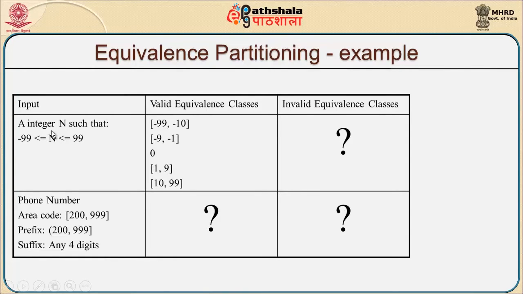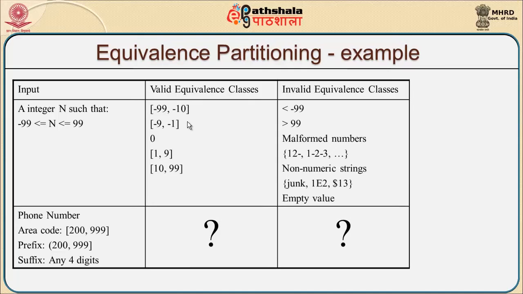Say for the first input, an integer which ranges between minus 99 to plus 99, the valid equivalence classes are minus 99 or minus 10, minus 9 or minus 1, even it could be 0. So that is well within the range: 1, 9, 10, 99. So we start out with the values from one extreme and end with the value on the other extreme. So this becomes a valid equivalence class, and an invalid equivalence class is any number which goes beyond this range, that is, less than minus 99 becomes an invalid equivalence class, and any number more than the other boundary, greater than 99.